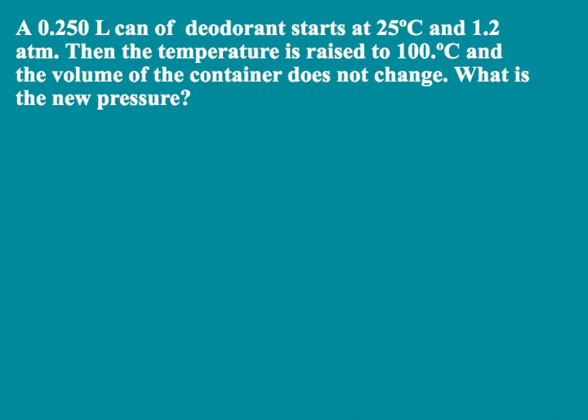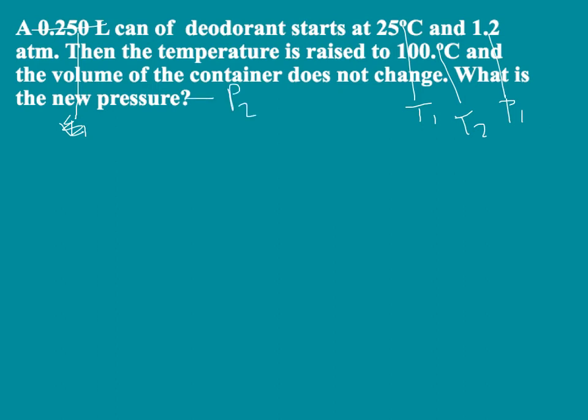Okay, another example. A 0.25 liter can of deodorant starts at 25 degrees and 1.2 ATM. So we have 0.25 liters, that's a volume, and 25 degrees, a temperature, and a pressure. Then the temperature is raised to 100 degrees, so I have a temperature 2, and the volume of the container does not change. If the volume does not change, we do not need to include it, so we're not going to include this volume in our calculations.